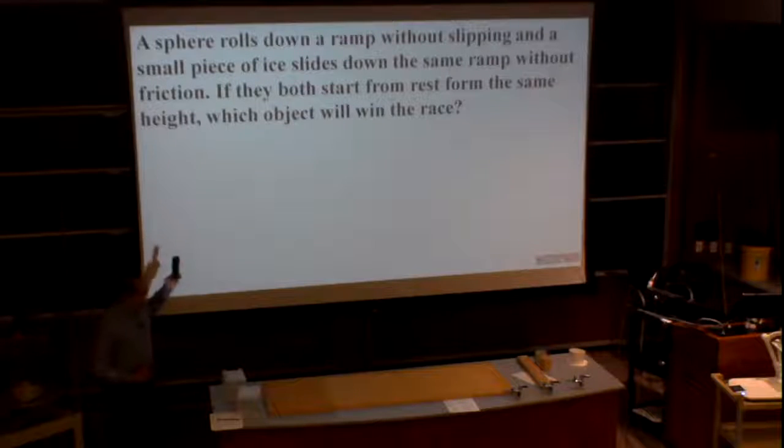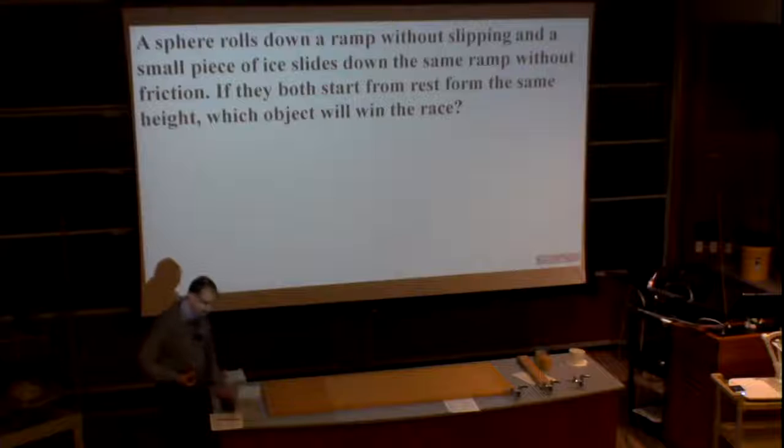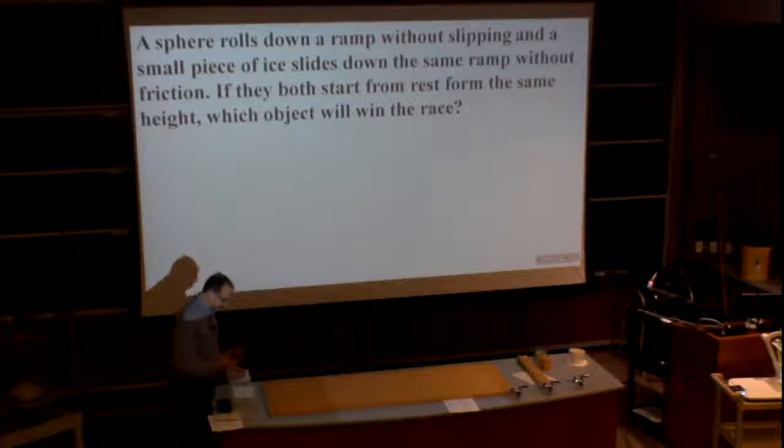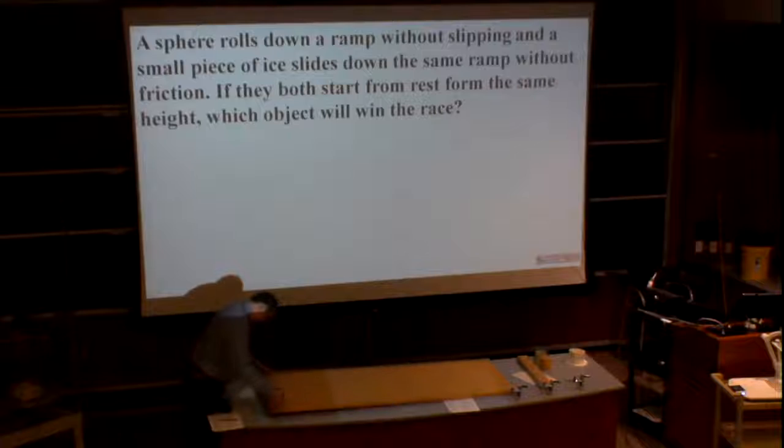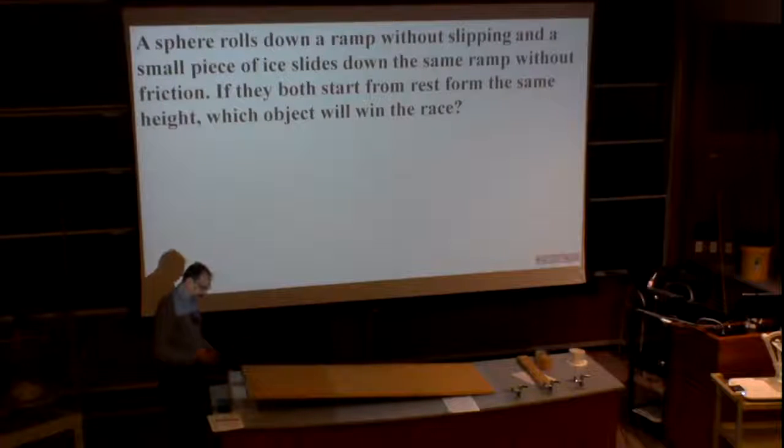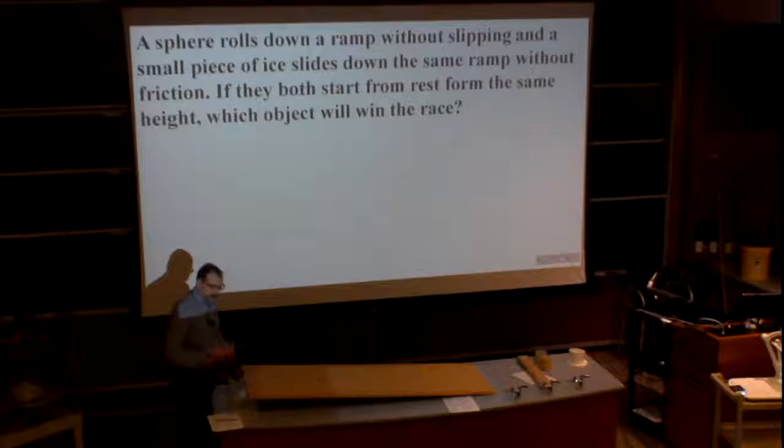In this problem, I roll a sphere down the ramp, and a piece of ice. Ice means no friction. So I have no ice, but instead I have an almost frictionless cart. So I can roll them together. And the question is, which will win the race now? The fastest of the rolled objects, or an object which doesn't roll but slides down without friction?